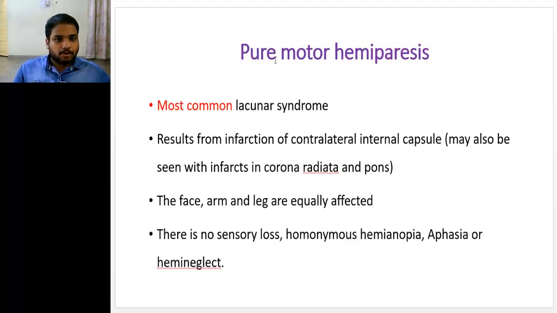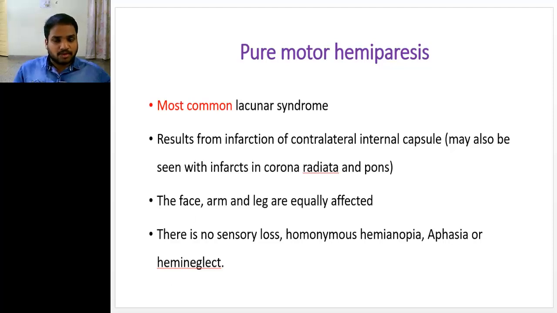One is the pure motor hemiparesis, right? It is the most common lacunar syndrome. This results from infarction of the contralateral internal capsule, and sometimes the infarcts can be seen in the corona radiata as well as the pons also, right? So the face, arm and leg are equally affected, and there is no sensory loss, no homonymous hemianopia, no aphasia, no hemi-neglect, right? It is pure motor hemiparesis. The face, arm as well as the leg are equally affected, right? So that is pure motor hemiparesis.